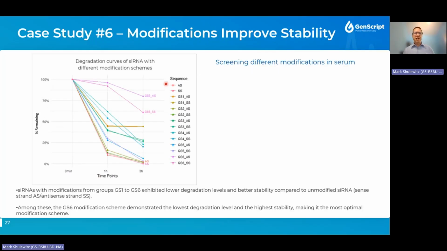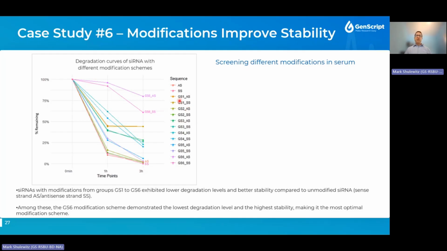And the importance of modifications is really illustrated in a similar study. Once again, this uses GenScript's in vitro stability assay. We've incubated an antisense and a sense strand, so an siRNA duplex, either unmodified, shown here, as well as with 6 different modifications. And you can see the unmodified is pretty much degraded after 3 hours. And different modifications, these are proprietary modifications, offer increasing levels of protection for this particular siRNA, and especially our modification number 6. You can see that after 3 hours, the siRNA is more than half intact.